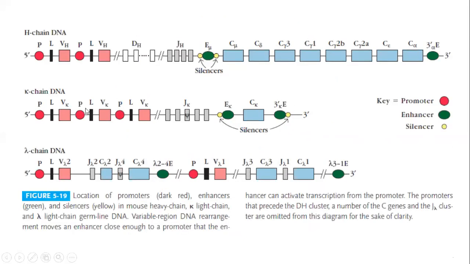So how is that? Whatever I discussed in the previous slides, the H chain, kappa chain, lambda chain. The H chain will have a promoter before this VH. Each individual VH will have one more promoter again, followed by D promoters.